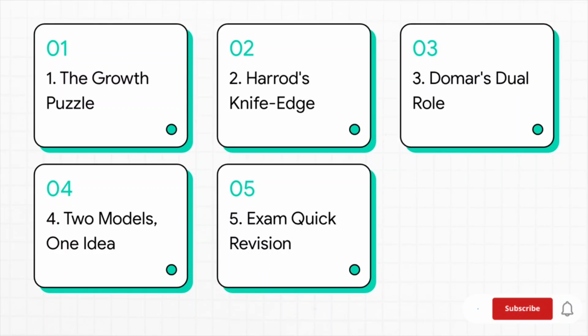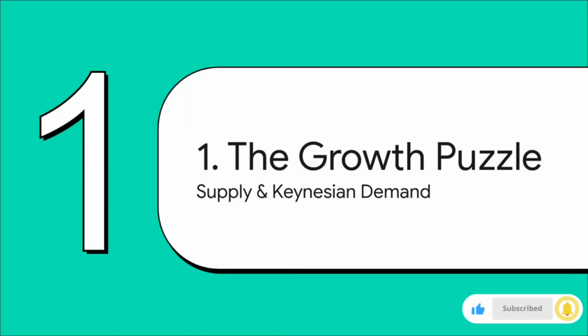Okay, here's our game plan for today. First, we'll tackle the central puzzle the model tries to solve. Then, we'll look at Harrod's and Domar's unique approaches. After that, we'll see how they both come together. And finally, we'll wrap it all up with a super fast revision to make sure all these key points are locked in your memory.